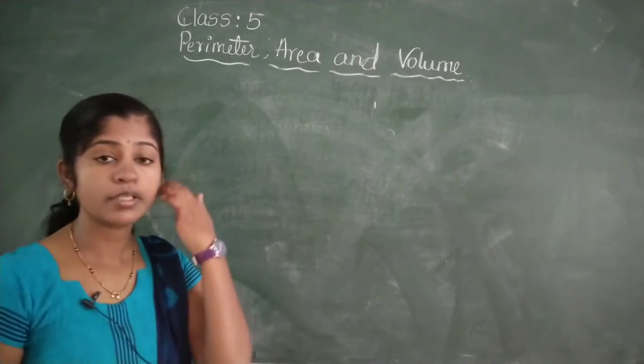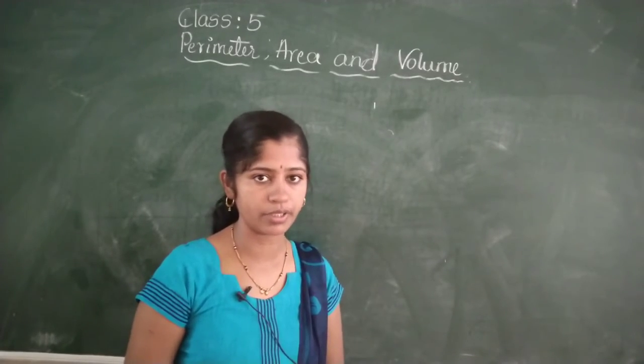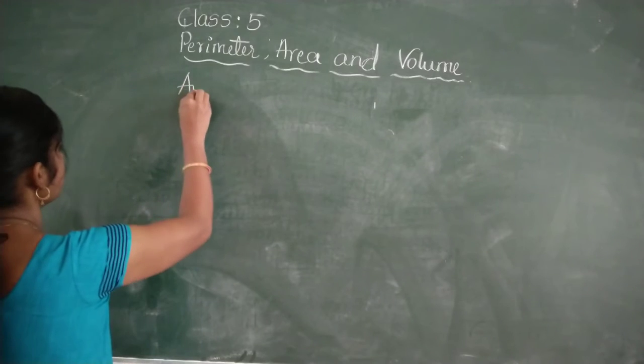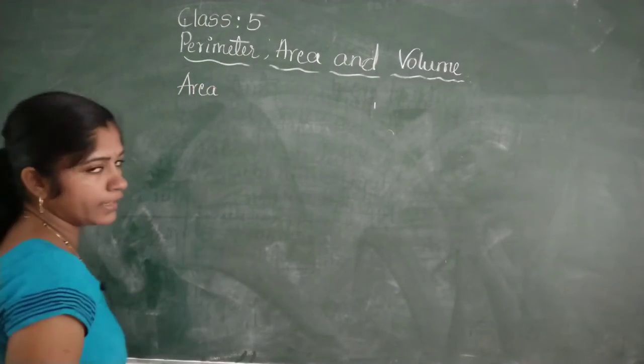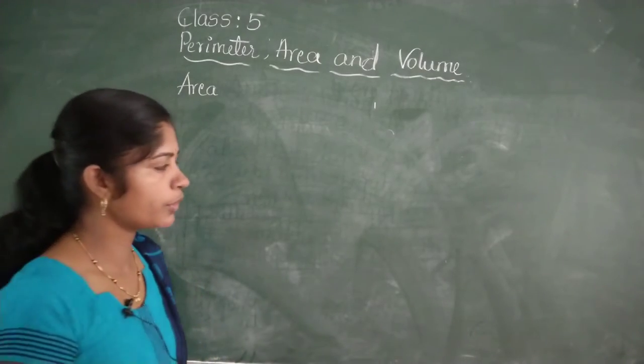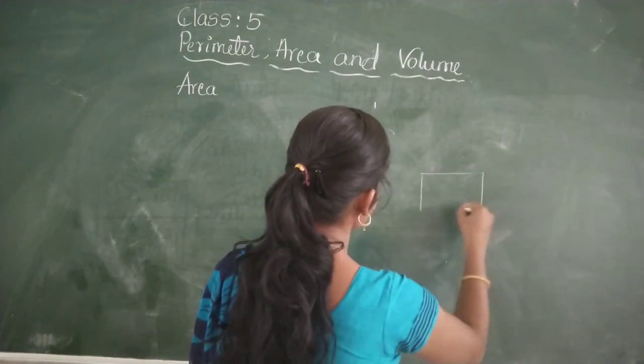Hello dear students, in the previous class we discussed how to find the perimeter of the given figures. In today's class we are going to discuss how to find the area of a rectangle and how to find the area of a square. Before going to solve the examples, you have to know the meaning of area.